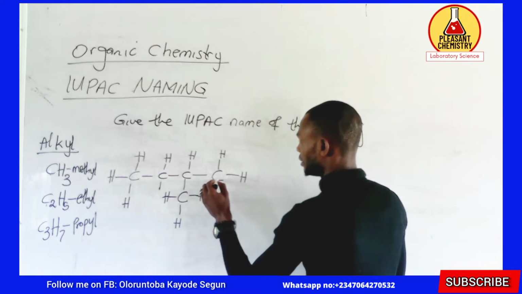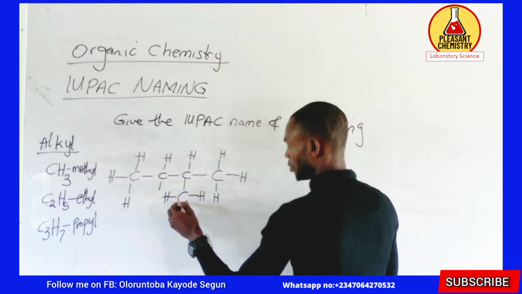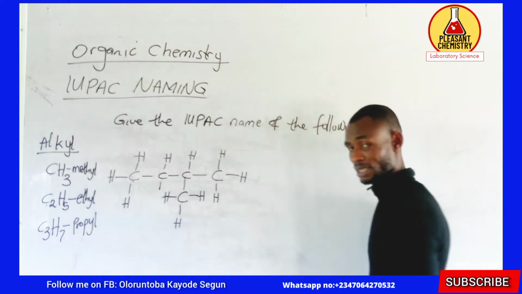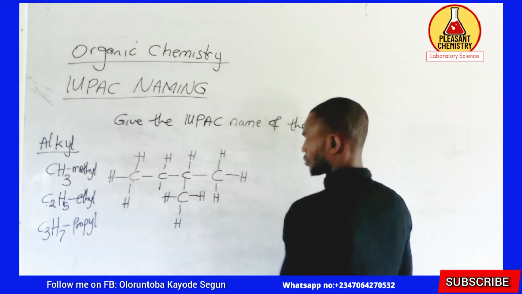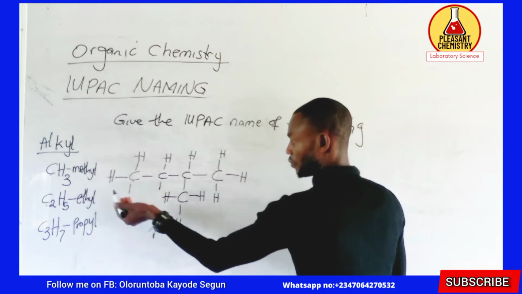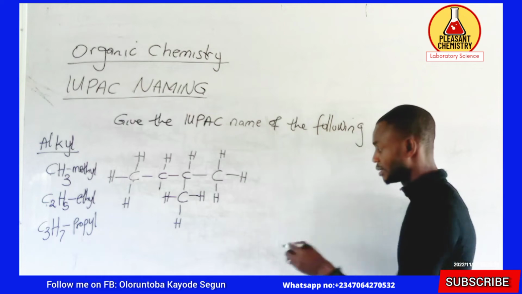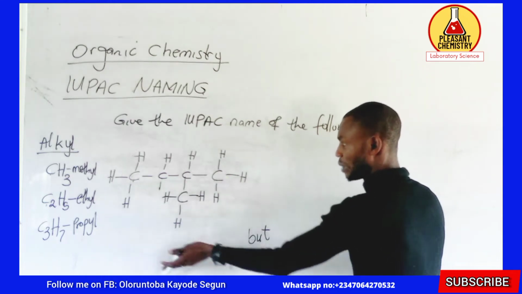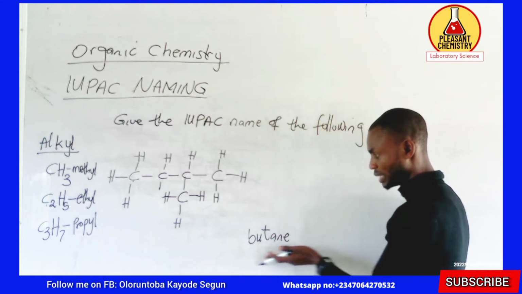So if we count like this, 1, 2, 3, 4. So we have 4 here. If you start counting from here, 1, 2, 3, 4. So irrespective of the way we are counting, it is giving us 4 carbons. So we can just pick the straight one for convenience. 1, 2, 3, 4. So 4 there is butane, and this is the family of alkane. Then you end it with A-N-E, butane.